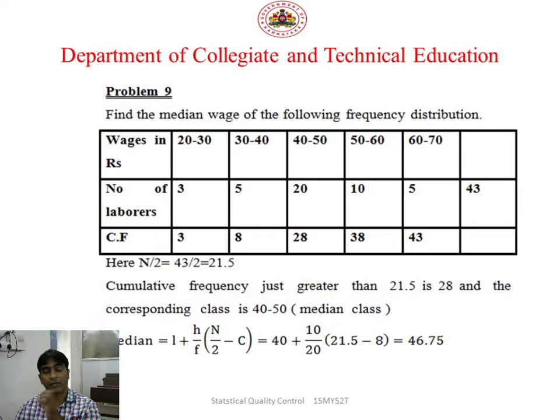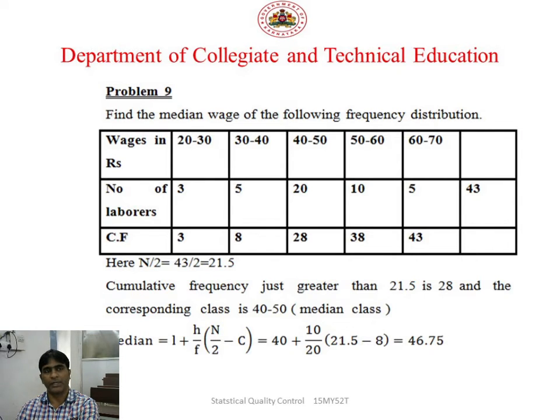Now we have to calculate the exact median here. In the previous class, he had given the midpoint directly, so we calculated it easily. But here he has given the class interval, so we should calculate the exact mid value. Therefore, we should use the formula. What is that formula? Median is equal to L plus h by f into the bracket n by 2 minus c.